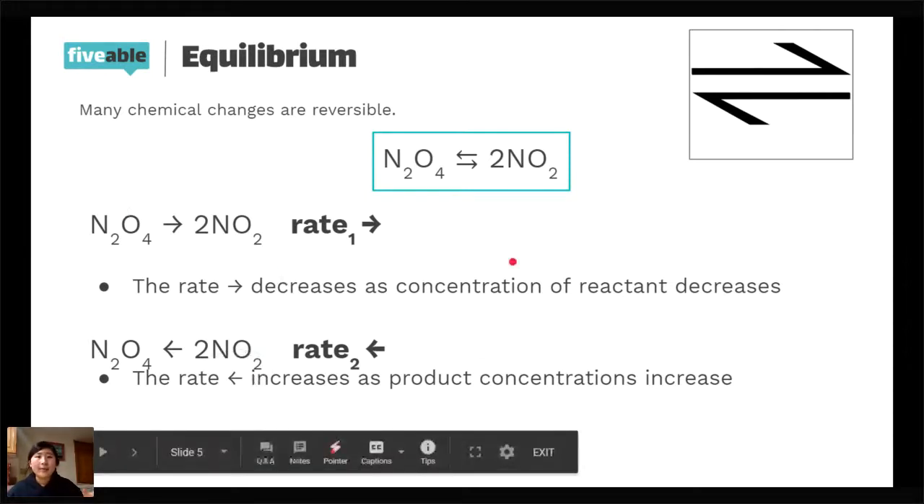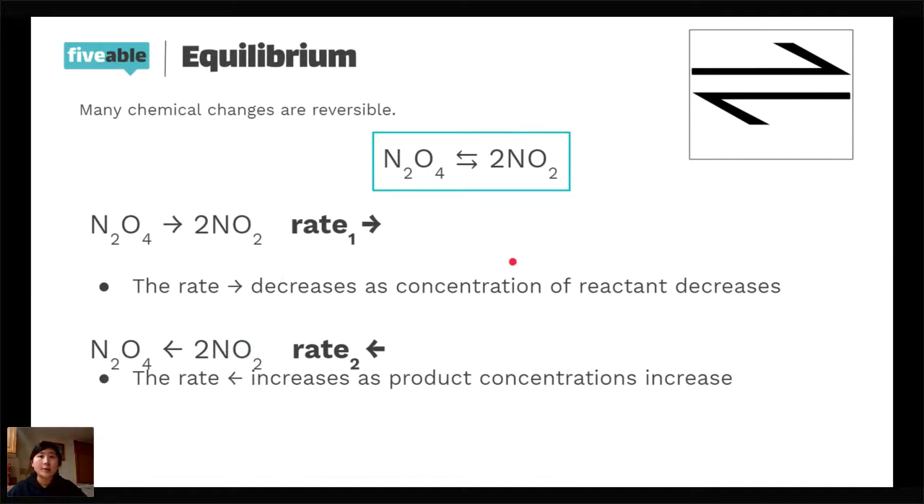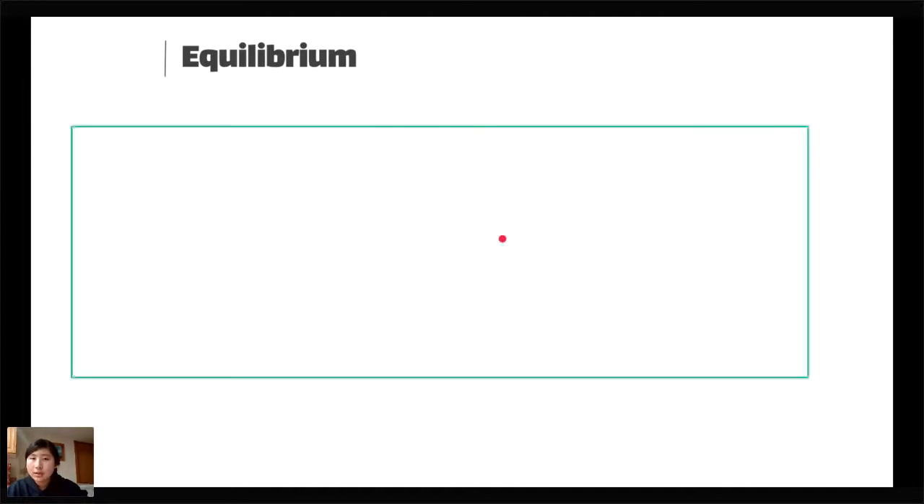The rate is dependent on the concentration of the solution that you have. So let's say you have 0 N2O4, then the rate moving towards the right, the rate of reaction number 1, is going to be 0, because you have nothing to start the reaction with. Does that all make sense so far? If you have any questions, feel free to drop them down below, and I will answer them as I go. I'm going to move on if there are no more questions for this slide.